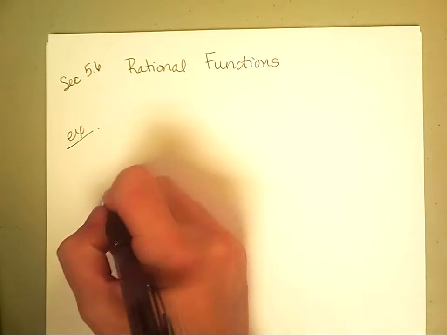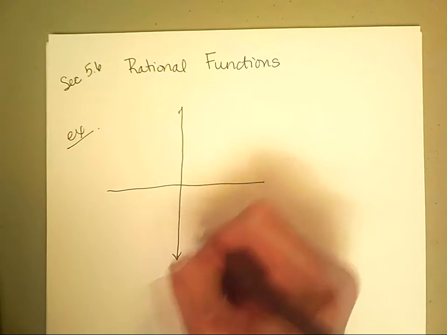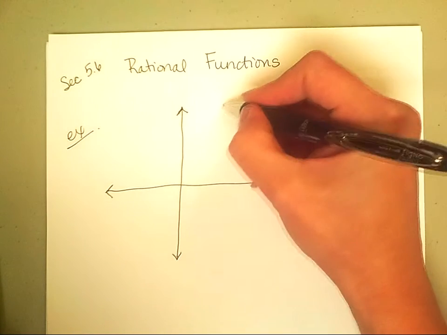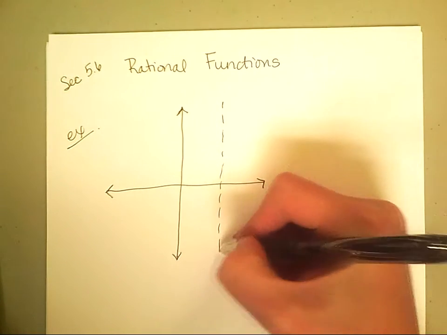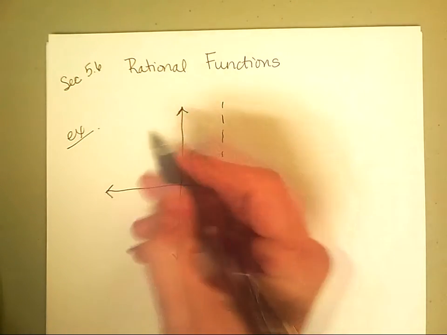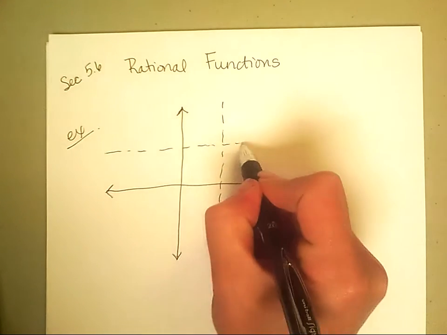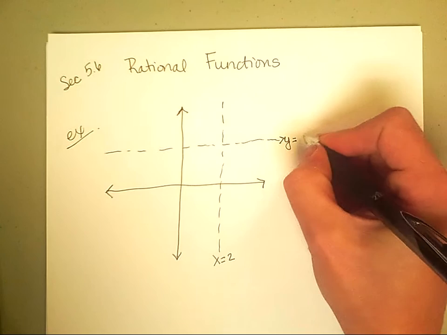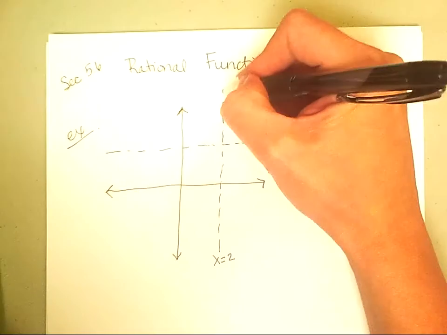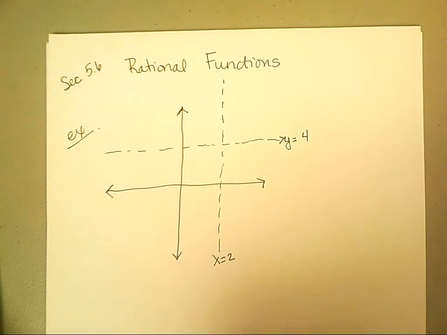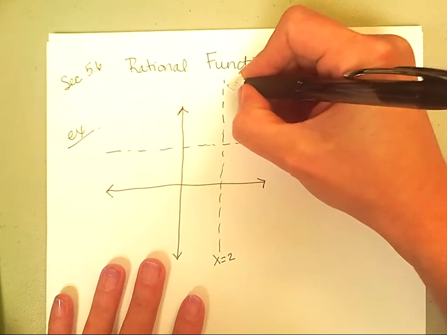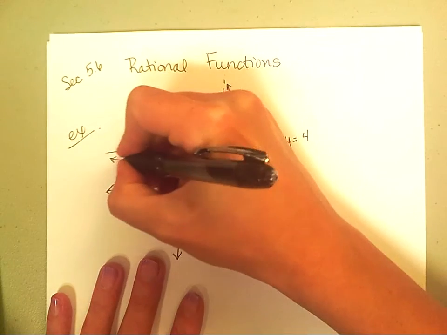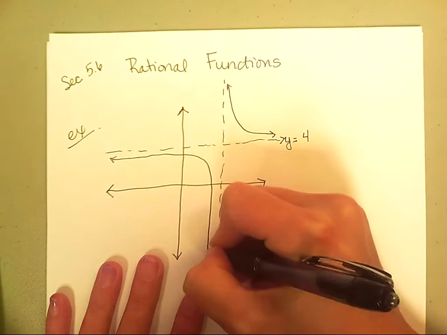Let's say we have a rational function. Here's our x and y axis. And we have a vertical asymptote, the line x is equal to 2, and a horizontal asymptote, the line y is equal to 4. Now, graphs will behave erratically around asymptotes, but one thing we could say, it might look like this, and it might look like this. There's no guarantee that that's what will happen, but it could look like so.